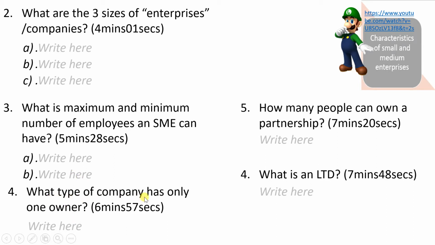And then a little bit of a pop quiz on question 4 and 5. What type of company has only one owner? So you find that at 6 minutes 57. And how many people can own a partnership? So I want the smallest number and the maximum number who can own a partnership. You'll find that at 7 minutes 20 seconds. And then the final question, what is an LTD? I'm not going to say the word because that'll give it away, but if you scoot to 7 minutes 48 seconds, you'll find all the answers.